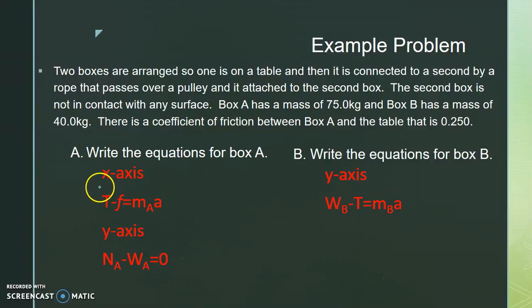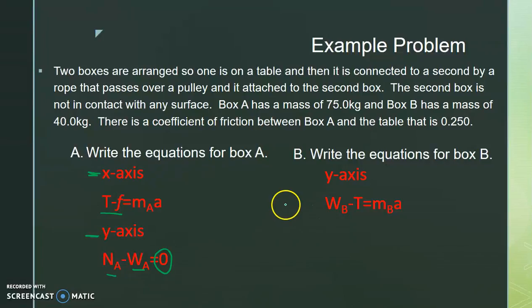Next, we need to write the equations for box A and box B. So in the x-axis for box A, we're going to have the tension minus the friction, and that's going to equal mass times acceleration. For the y-axis, you're going to take the normal force minus the weight, and that's going to equal 0.